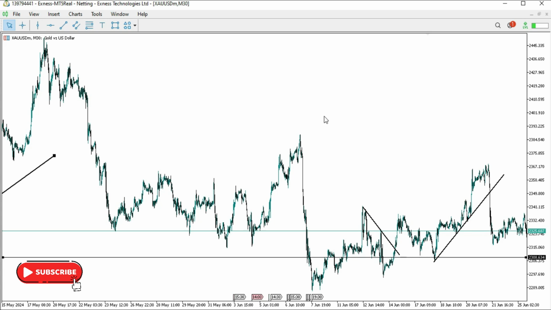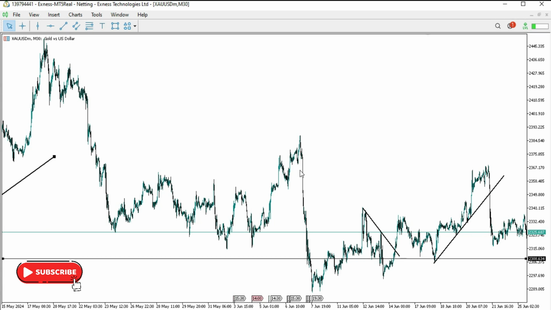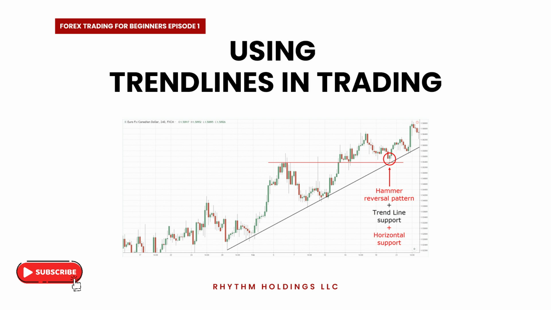Because price doesn't always move in a straight line. Know this and have this in mind, that price never moves in a straight line. So when you draw your trend line, extend it into the future and believe that the trend line that you've drawn will help you identify a future support and resistance zone. Now let's talk about how you can use trend line.